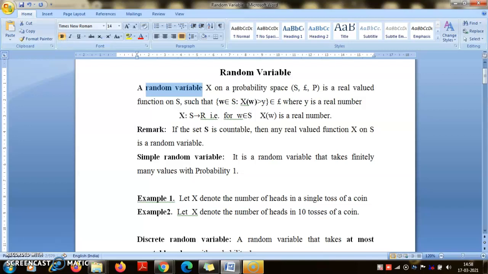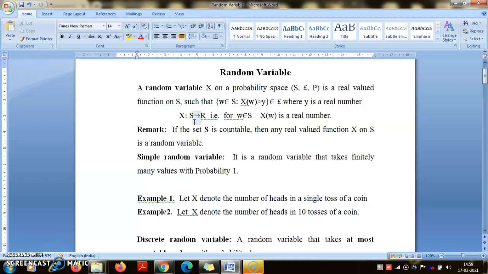A random variable is said to be simple if it is taking finitely many values with probability 1. Obviously, the question of a simple random variable will arise when the set is finite. That means when the random experiment has finitely many outcomes, then a function which is assigning numbers to the outcomes will be simple, in the sense that since there are only finitely many outcomes, it will have only finitely many values assigned to them, or its range will be a finite set.